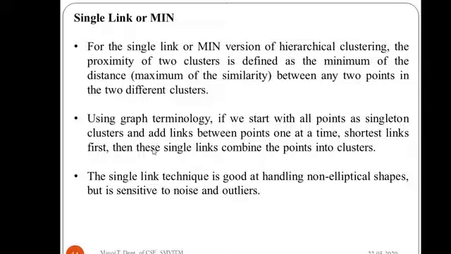Now we will see single link or min technique for agglomerative hierarchical clustering. For single link or min version of hierarchical clustering, the proximity of two clusters is defined as the minimum of the distance, that is maximum of the similarity between any 2 points in the two different clusters. So this definition we have seen in the previous video lecture. Here we are more interested in how it is solved for the sample data.